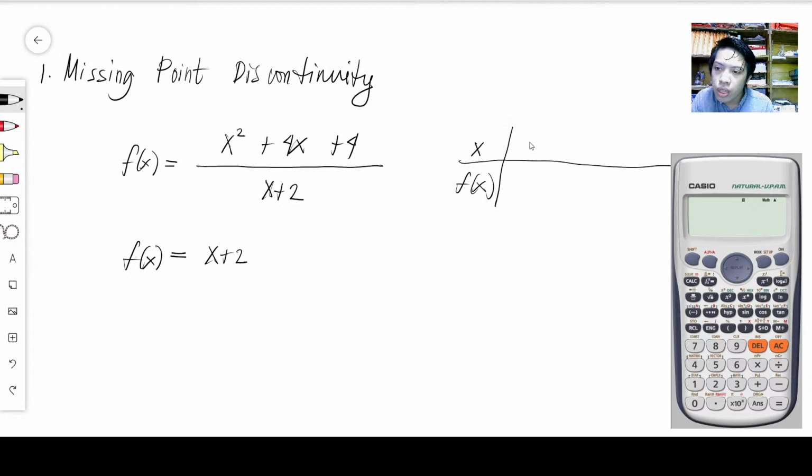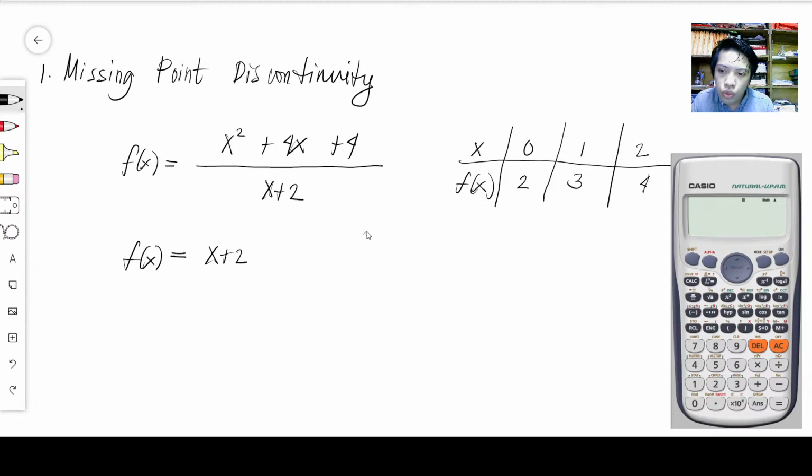Say 0, 1, 2. If we try to solve for the values of f of x using this function, and substitute 0 for x, we will find that f of x is equal to 2. When you substitute 1, your value of f of x will be equal to 3. And if you substitute 2, your value of f of x will be equal to 4.